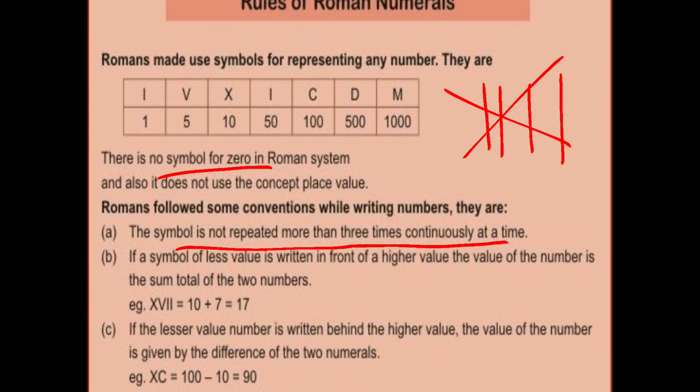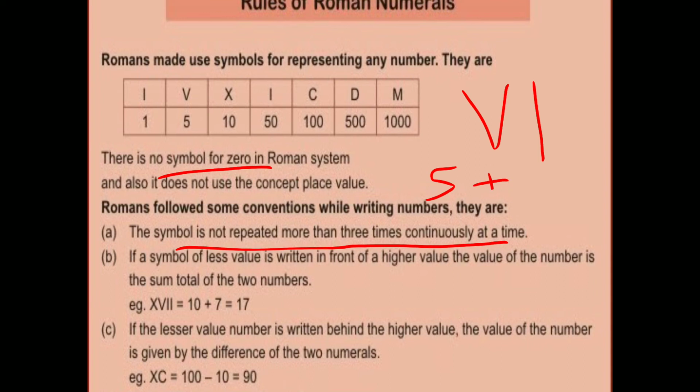Clear? If the symbol of a lesser value is written in front of, that is, to the right of, a higher value, you add to get the total. Means if you are writing V and after it the lesser one, which Roman number is smaller than V? I. If you write it on the right hand side, you have to add them. V is for 5. 5 plus 1, you get 6. So this is the symbol of 6.